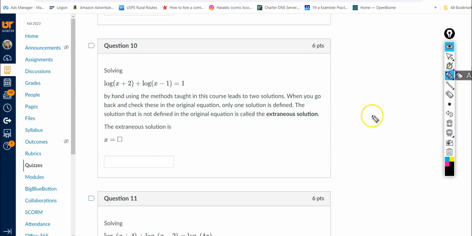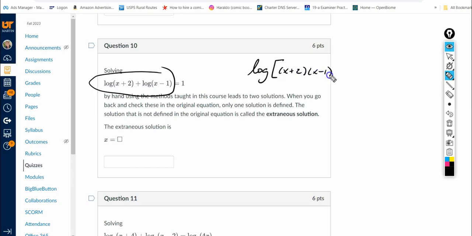Oh, what happened here? Okay. And so let's look at that. I can put these together using the product rule. And now, since it's log without a base written, the base is 10. Now I'm going to convert into exponential form. 10 to the first power is equal to the argument.